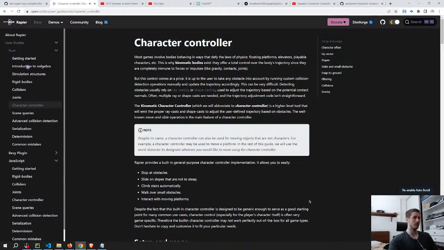0.5. Character controller. Most games involve bodies behaving in ways that defy the laws of physics: floating platforms, elevators, playable characters, etc. This is why kinematic bodies exist. They offer total control of the body's trajectory since they're completely immune to forces or impulses, like gravity, contacts, joints. But this control comes at a price.